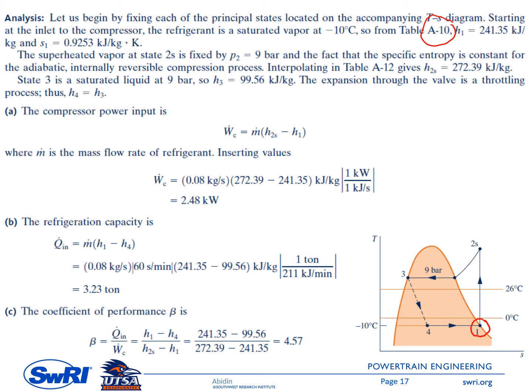So H1 equal to Hg at minus 10 degrees C, and this is 241.35 kilojoule per kilogram, and then S1 is 0.9253 kilojoule per kilogram Kelvin. And then at state number 2S, pressure is 9 bar, and S2S equal to S1, and I think you need to do an interpolation.